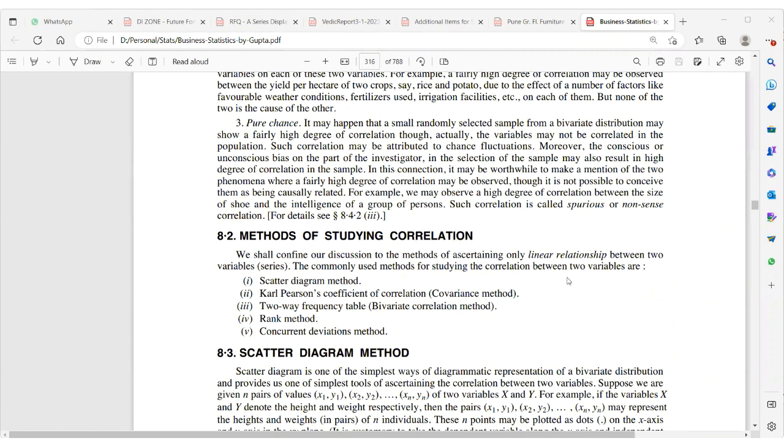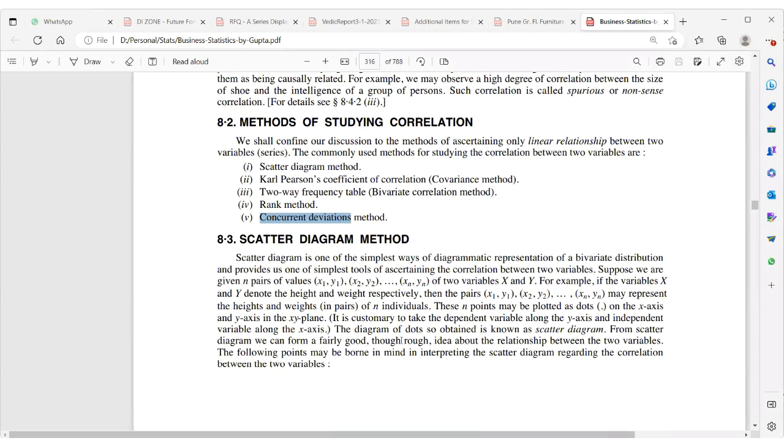Now, methods of studying correlation. This is important. First one is the scatter diagram. Second one is the most important: Karl Pearson coefficient of correlation. This one is the most important. Two-way frequency is not in your course. Third one is the rank method, also important. Karl Pearson and the rank method, these two are important. Content division is not in the course.